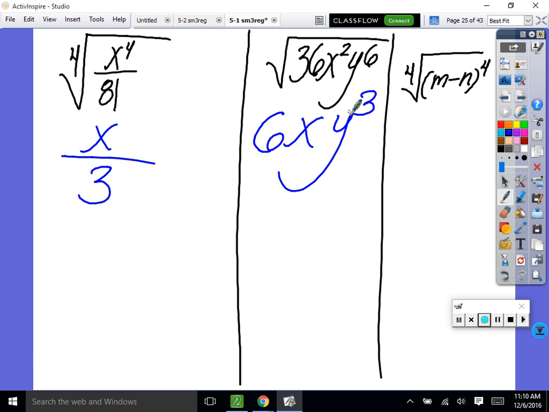Okay, moving on. How about this one? This one you should be able to tell me right off the bat. What's the answer? m minus n. Root cancels out power, m minus n. To the first power, technically, correct?